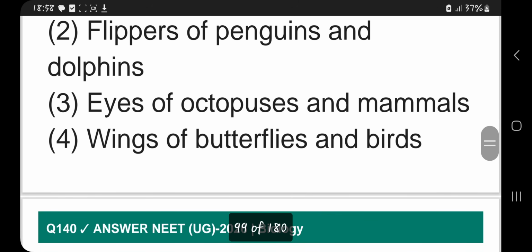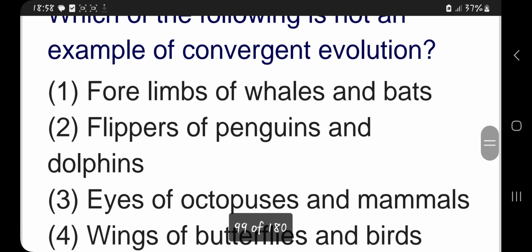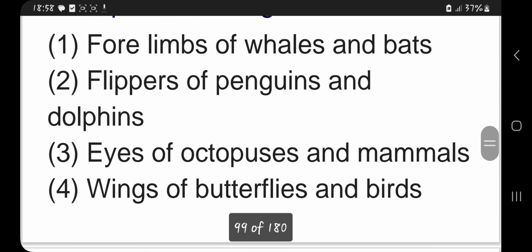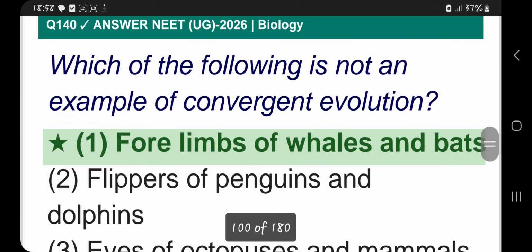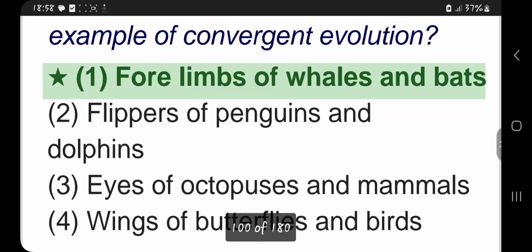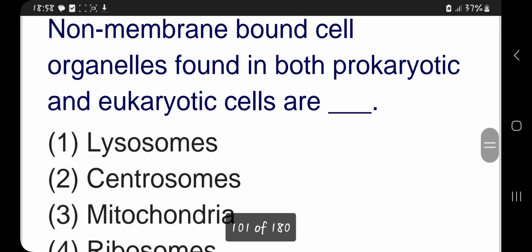Eyes of octopuses and mammals, wings of butterflies and birds. So which of them is not an example of convergent evolution? The answer would be forelimbs of whales and bats, because their origin is the same but the functions are different. So it exhibits divergent evolution. So the answer is forelimbs of whales and bats.